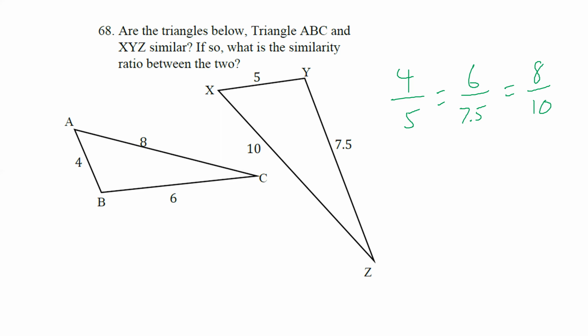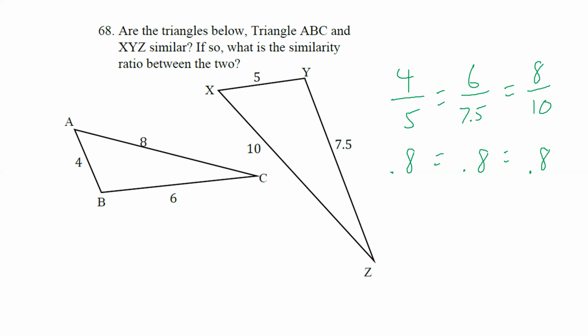If I take 4 and divide by 5, that gives me 0.8. If I take 6 and divide it by 7.5, we get 0.8. 8 divided by 10 is also 0.8. So they are all equal. And since they're all equal, they have the same ratio, which means they're proportional, and the triangles must be similar. So the answer here is going to be yes, they are similar.